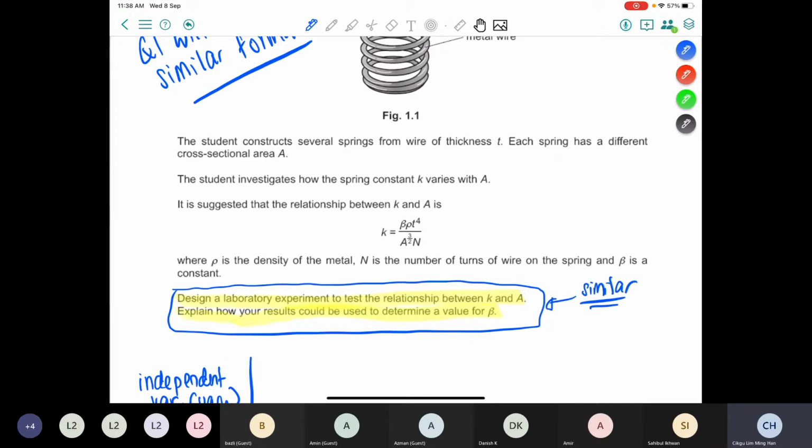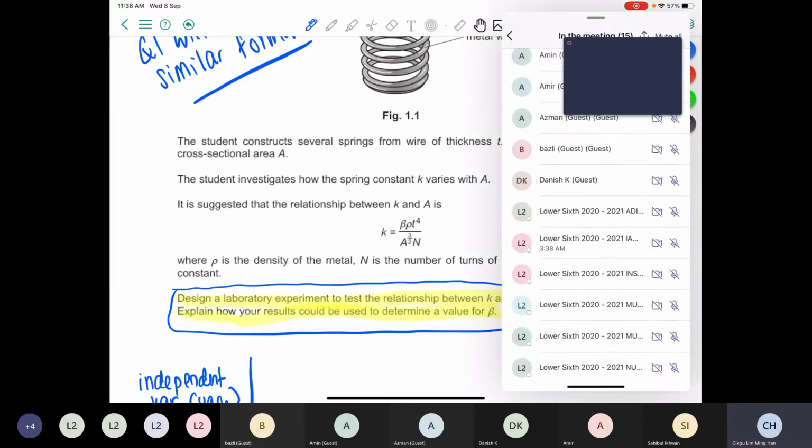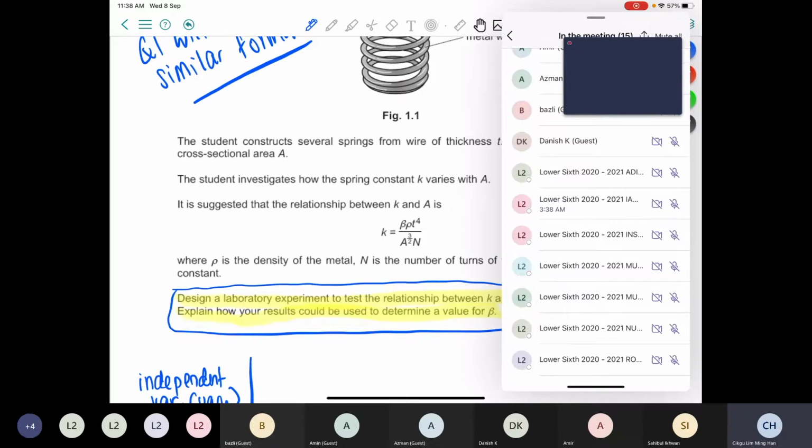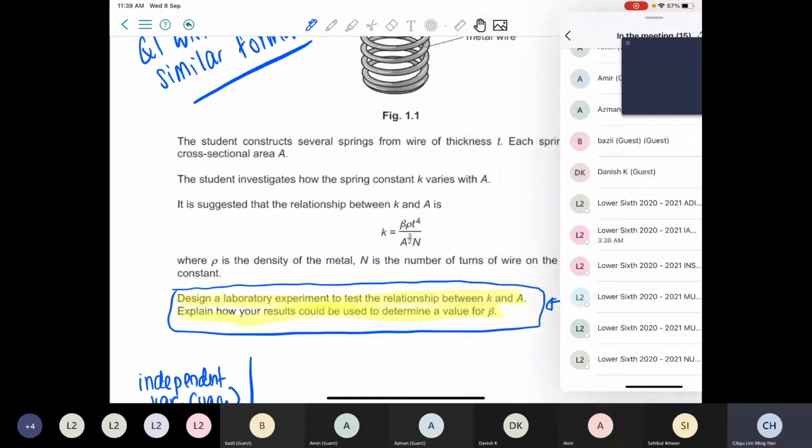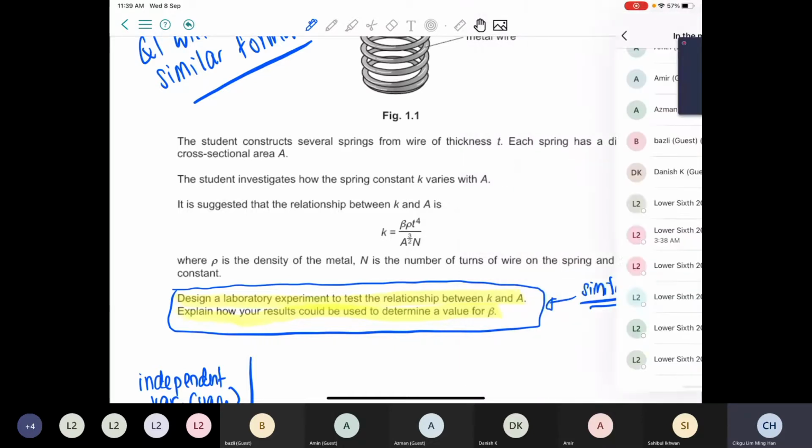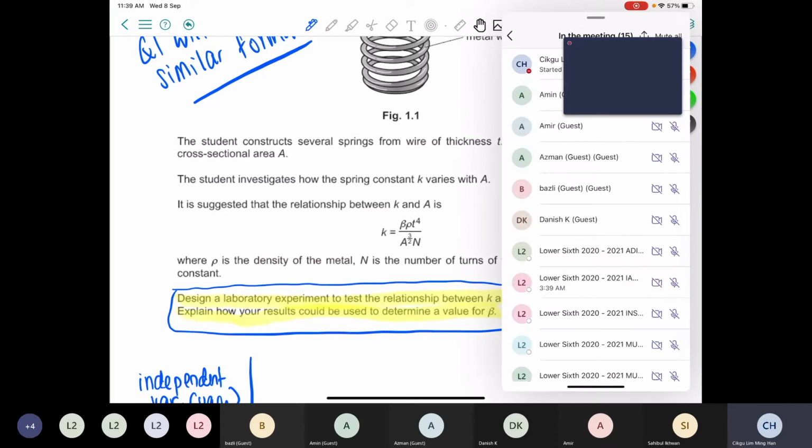Alright, it's about 1 minute already. I want somebody from the center. Yeah, center here. Adila. Yeah. Adila, are you there? Oh, no response. Maybe the signal is not so good.